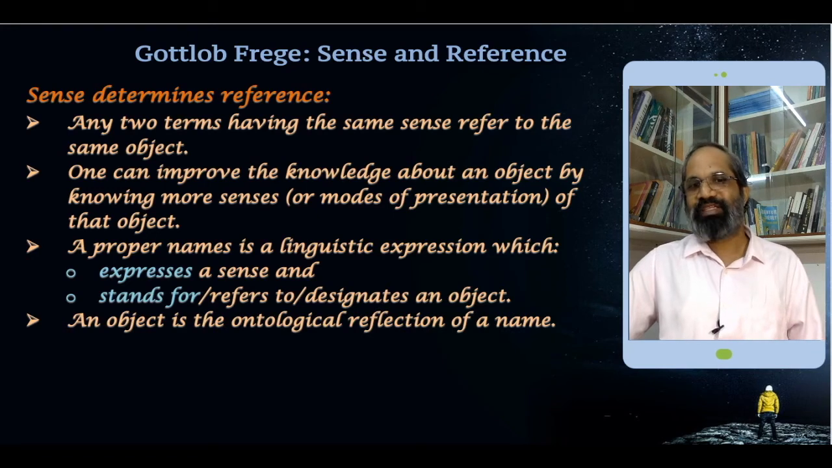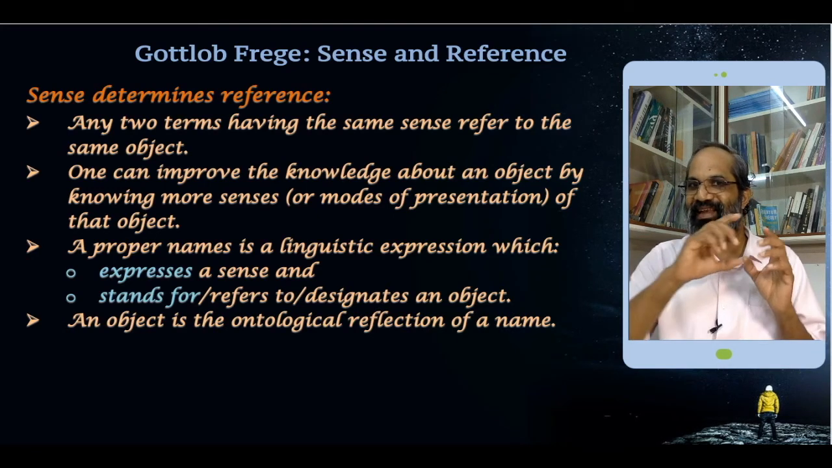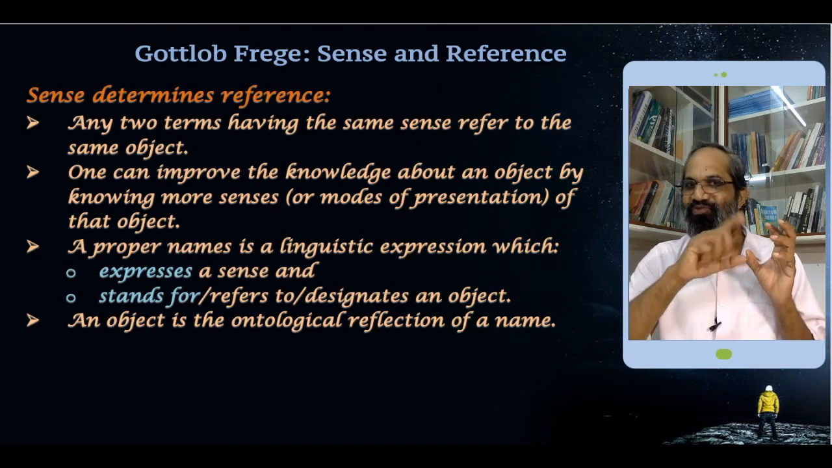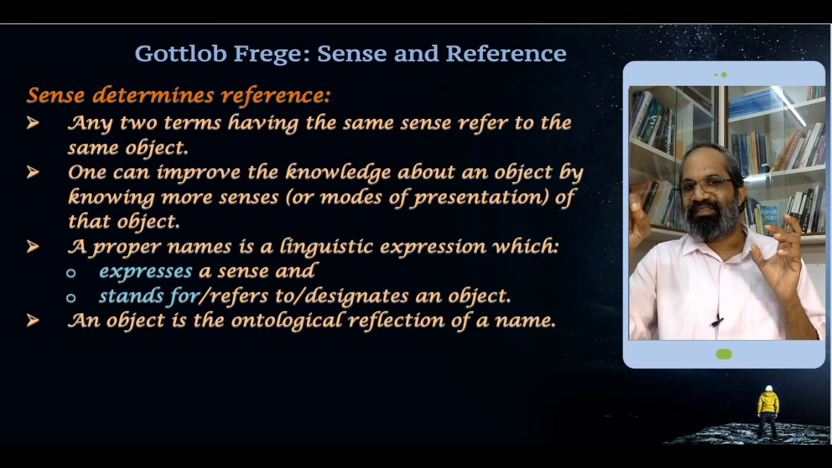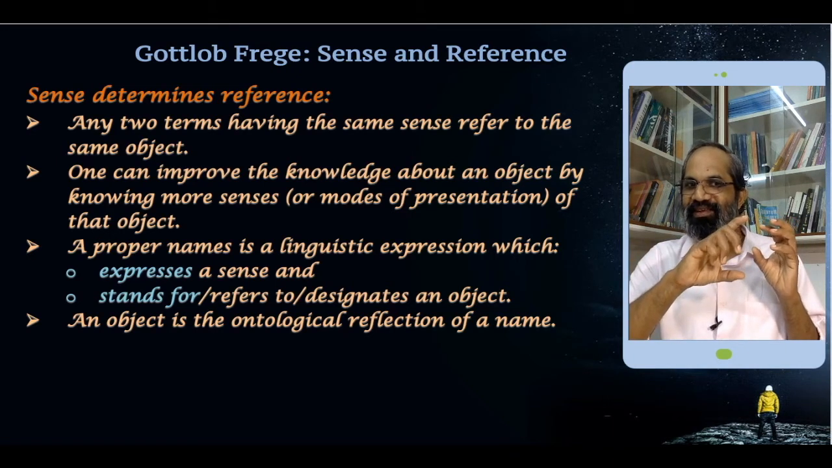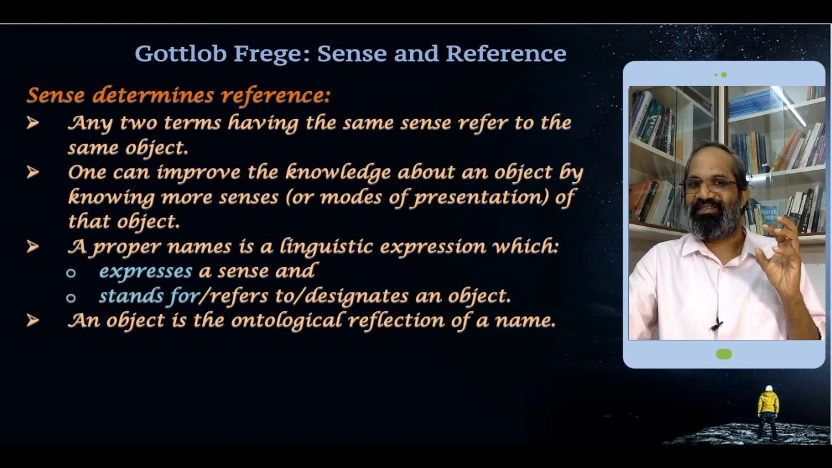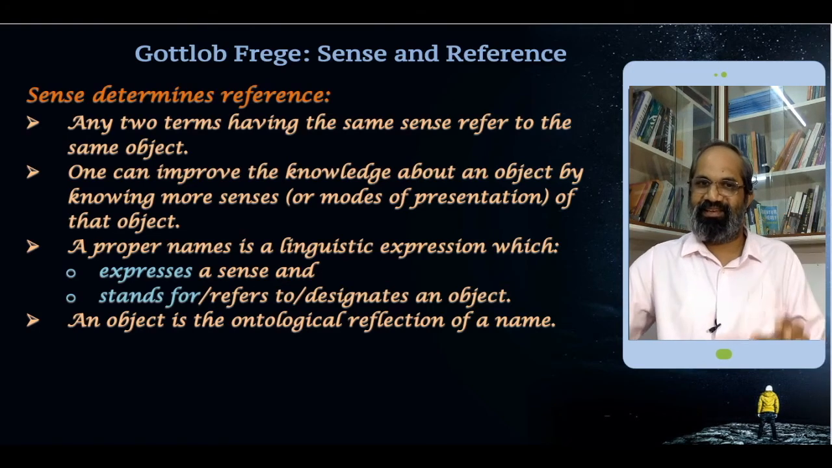And an object is the ontological reflection of a name. There is a name, a sign, and what exists. Ontology is the science of existence, or the science of being. So, an object is the ontological reflection of a name. How a name or a sign, or what a name or a sign refers to, an existent, the object. Okay, so it's called an ontological reflection of a sign.